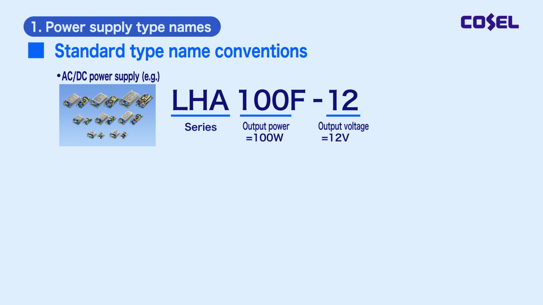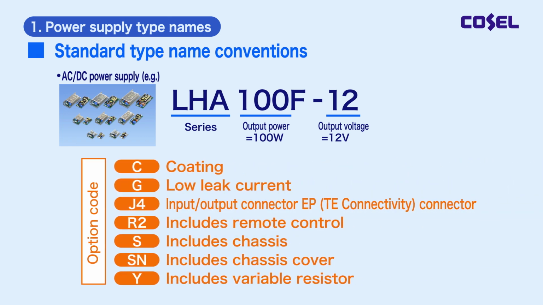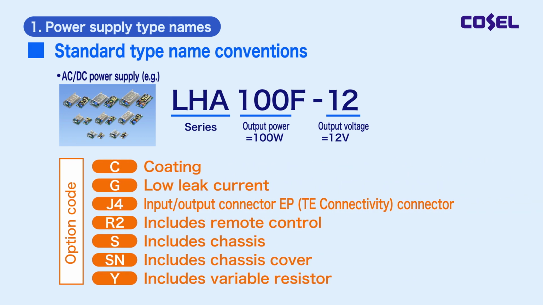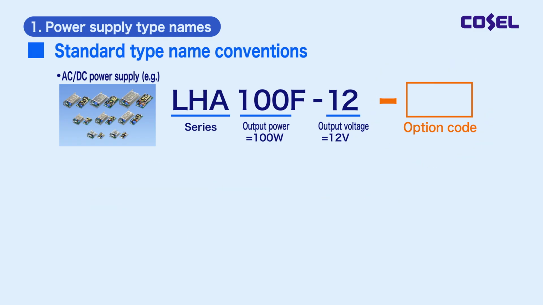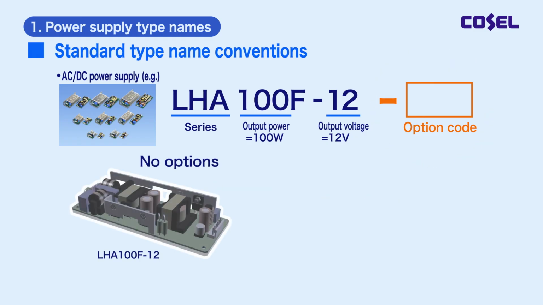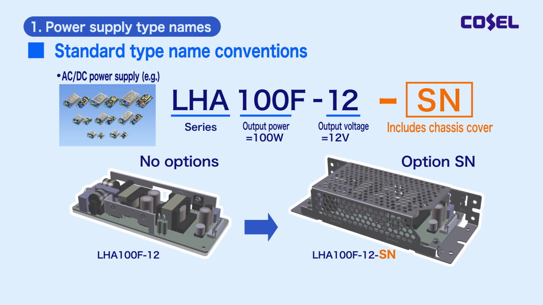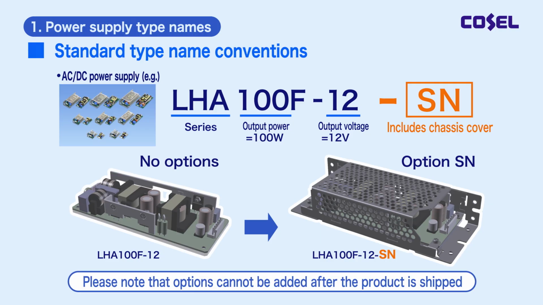To meet the diverse needs of our customers, we offer options that add specific features to our standard power supplies. An option code is assigned to each feature, and the option can be specified by appending a hyphen and this code to the standard model name. Let's use the LHA100F model, a bare board power supply, as an example. Appending the SN option code indicates that the product includes a chassis cover. Please be careful when ordering, as options cannot be added after the product is shipped.